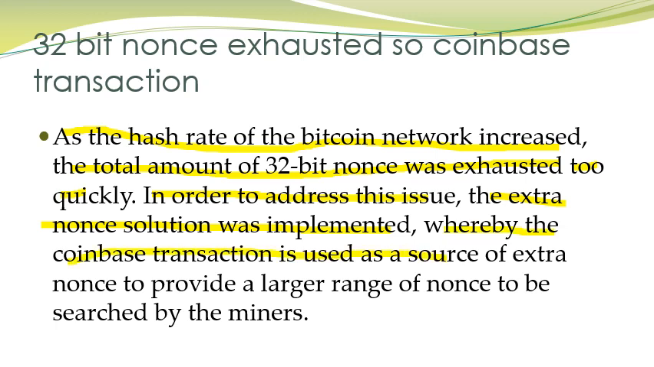The coinbase transaction is used as a source of extra nonce to provide a larger range of nonce to be searched by the miner. So the 32-bit nonce is not sufficient. We have to increase the length of the nonce. We need the extra range for nonce, and for that coinbase transactions are introduced, and the coinbase transaction provides a larger range of nonce. This is the concept.